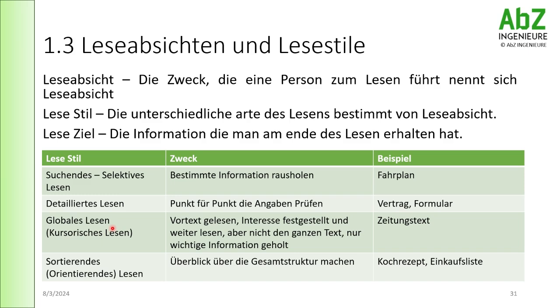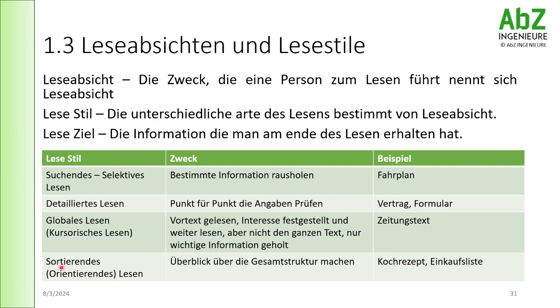Then we have globales Lesen or kursorisches Lesen. This is a random reading. So you just read the topic or you just read the headlines. You make sure if you're interested in the topic or not, and then you choose to read further or you don't read it anymore. And you just pick up the key information.